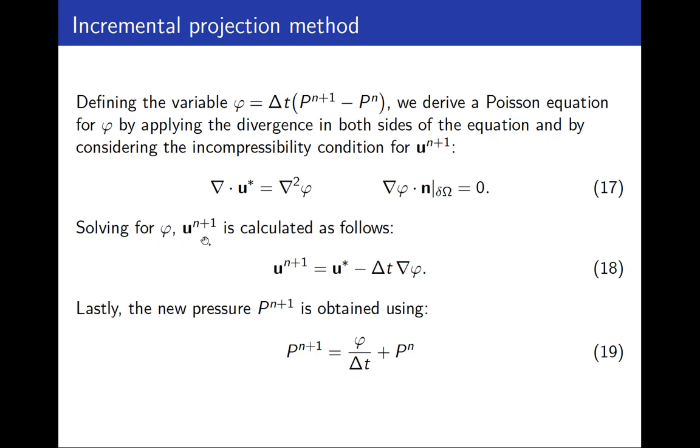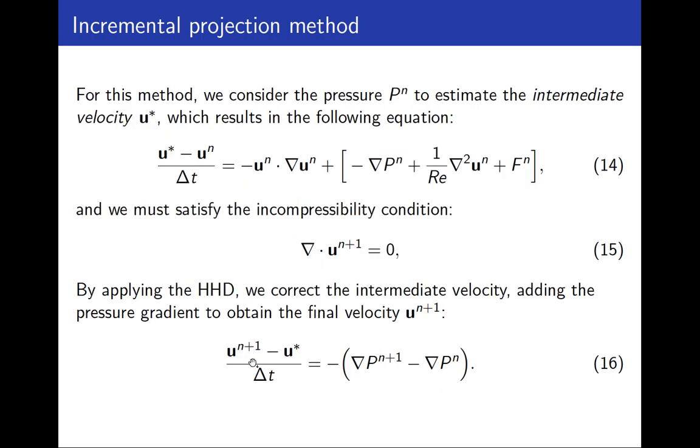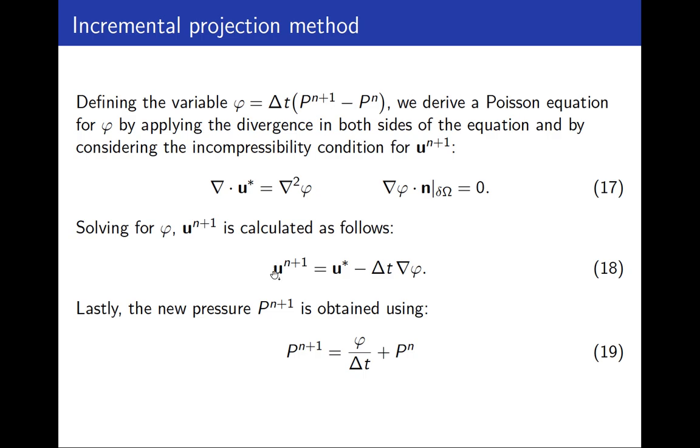And now the new velocity can be calculated as follows. We isolate this equation for Un+1, and then we end up with equation 18. And now the last step is the new pressure can be obtained using this equation. We isolate for Pn+1.